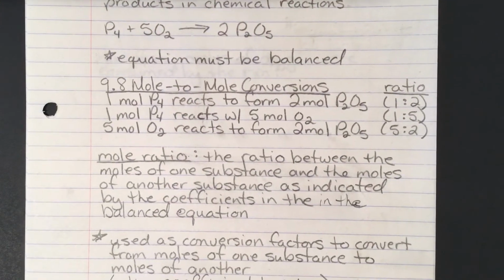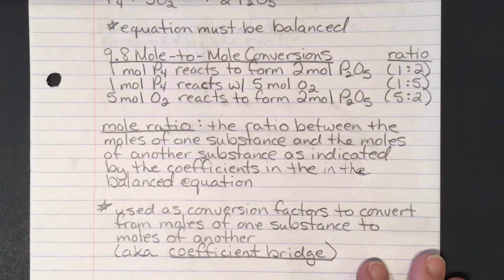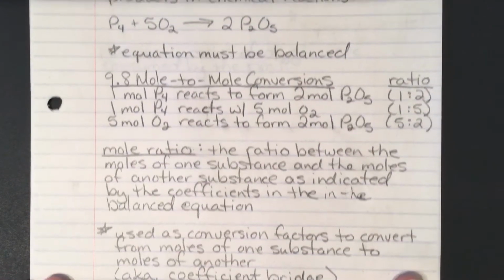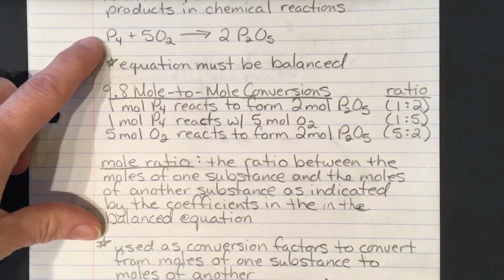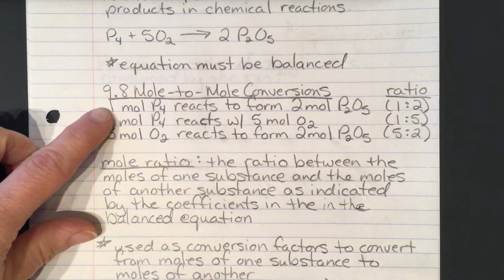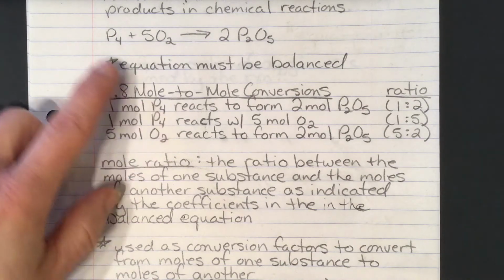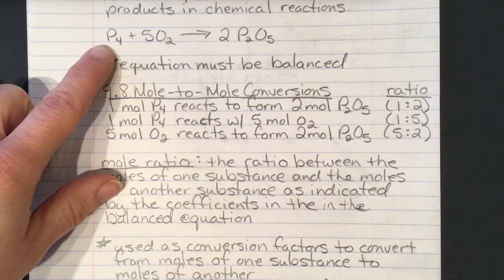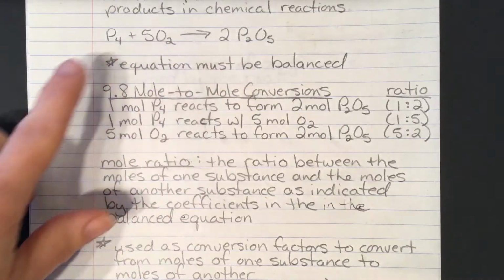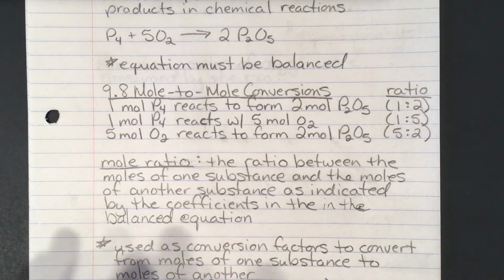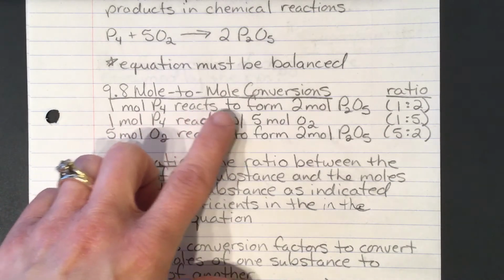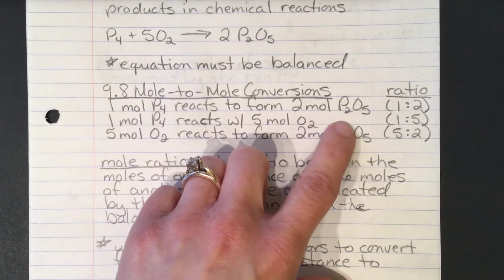Now, our first type of calculation we're going to talk about is a mole-to-mole conversion. And we can see from the equation up here that I have 1 mole of P4. Remember, there's understood to be a 1 out front that we don't write. All of the coefficients we're going to now interpret as moles. That's what the coefficients mean. They are the number of moles. So 1 mole of P4 reacts to form 2 moles of P2O5.